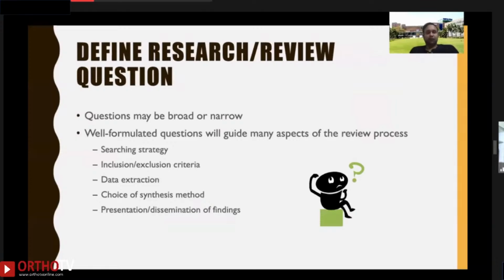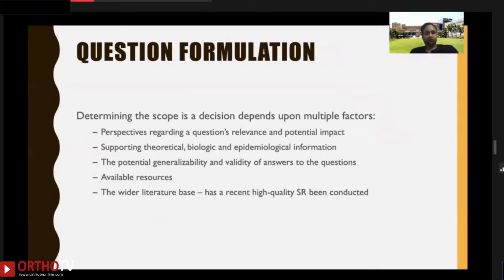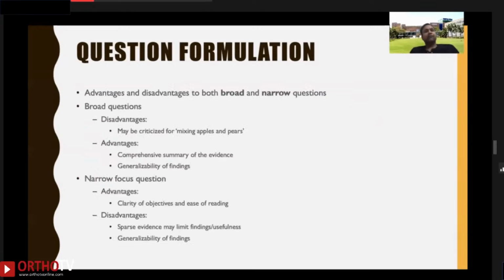So you first formulate a question. These questions may be broad or narrow, and if your question is well formulated, it will help in all the further processes of the systematic review. The question formulation can depend upon multiple factors. It also depends upon the question's relevance, what is going to be its impact, and what are the available resources you have. So the broad question could be, what is the ideal treatment for lumbar canal stenosis?